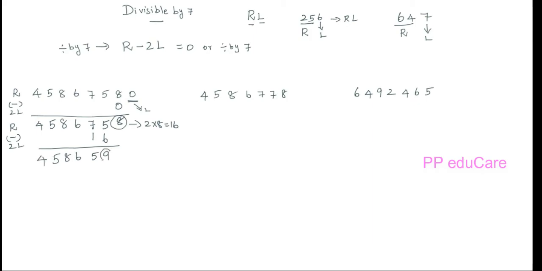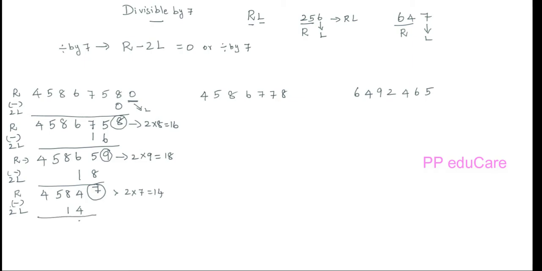Now the last digit is 9 and 2L is 18. So these are the remaining digits. Now subtract this 2L from R. The resulting value will be 7, 4, 8, 5, 4. Now the last digit is 7. L is 7, 2L is 14. So 2L is 14 and R is the remaining digits. Subtract this 2L from R. The resulting value will be 0, 7, 5, 4.